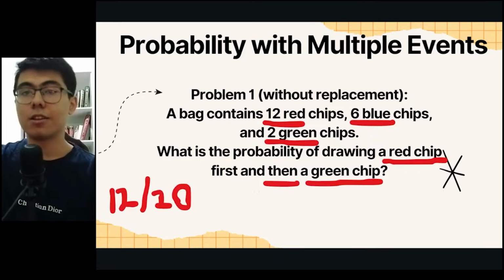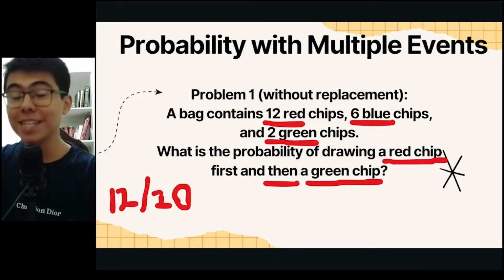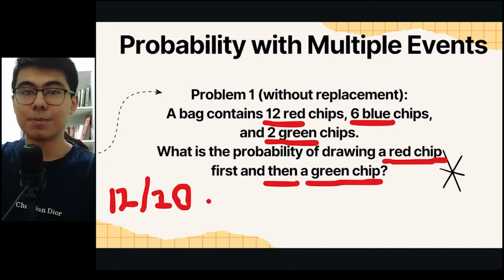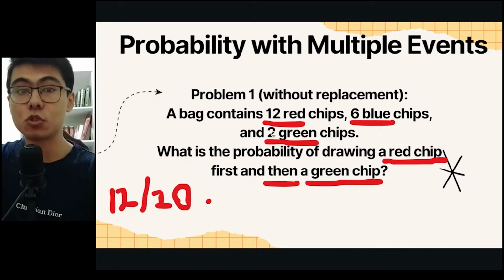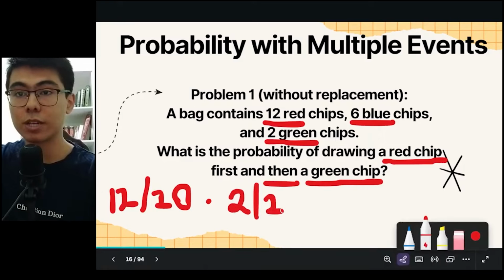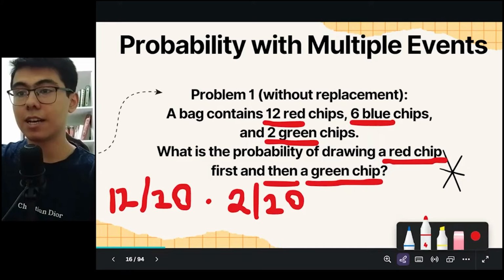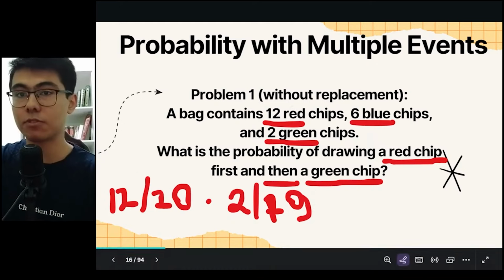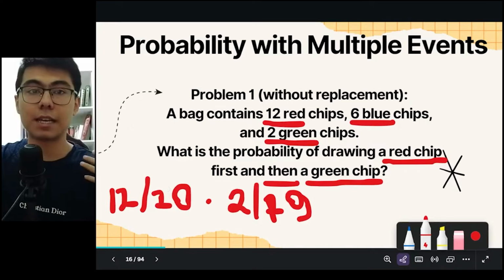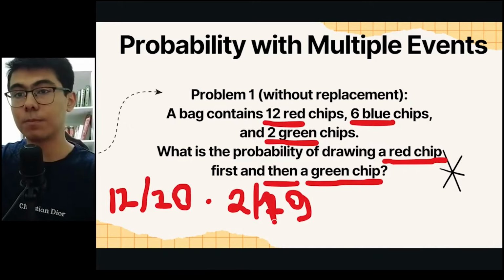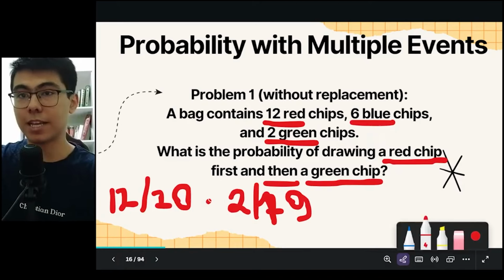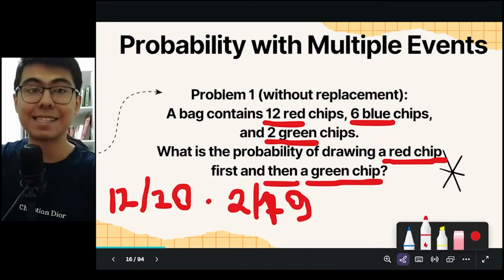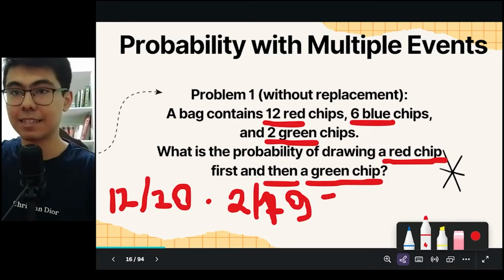Now, there is one big mistake that many students make, and that is multiplying it by, so how many green chips we have? We have 2 of those, so 2 over 20. But this is a mistake. You don't have to write 20 here. In fact, you have to write 19 here, because we already chose one red chip for the first one. So we can remove one chip. So that's why we're going to multiply it by 2 over 19.